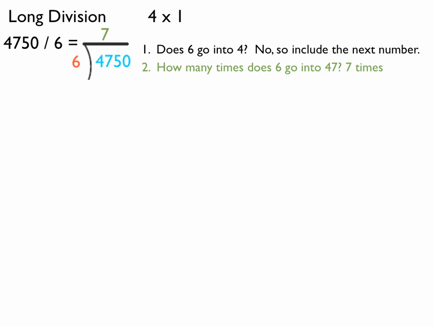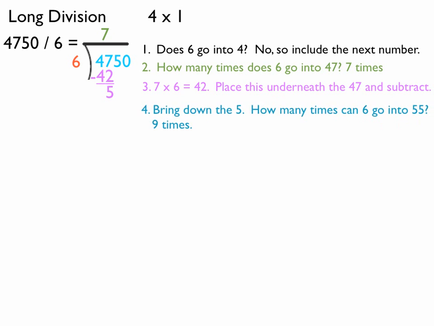So I'm going to put my 7 right there. So 7 times 6 gives me 42. So we'll go ahead and place this underneath the 47 and subtract, which will give me 5. So now I need to bring down the next 5 right here. How many times can 6 go into 55? Well, 9 times. So I'm going to put a 9 up top. 9 times 6 is equal to 54. So place this underneath the 55 and subtract. So 55 minus 54 is equal to 1.